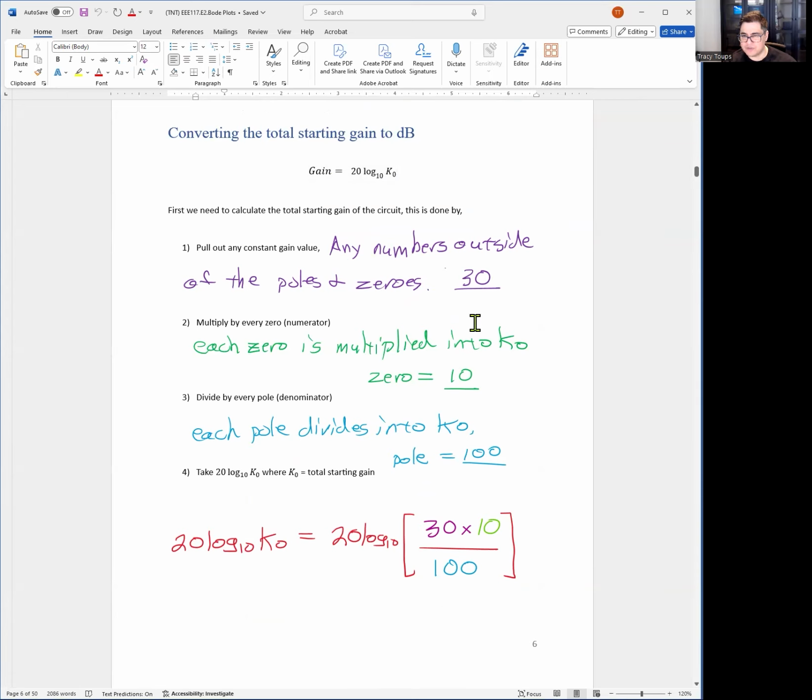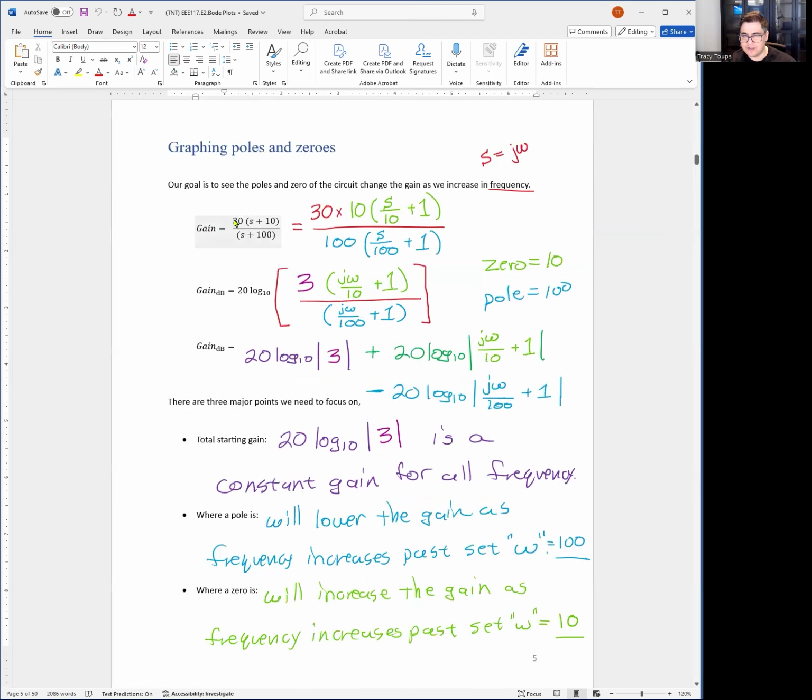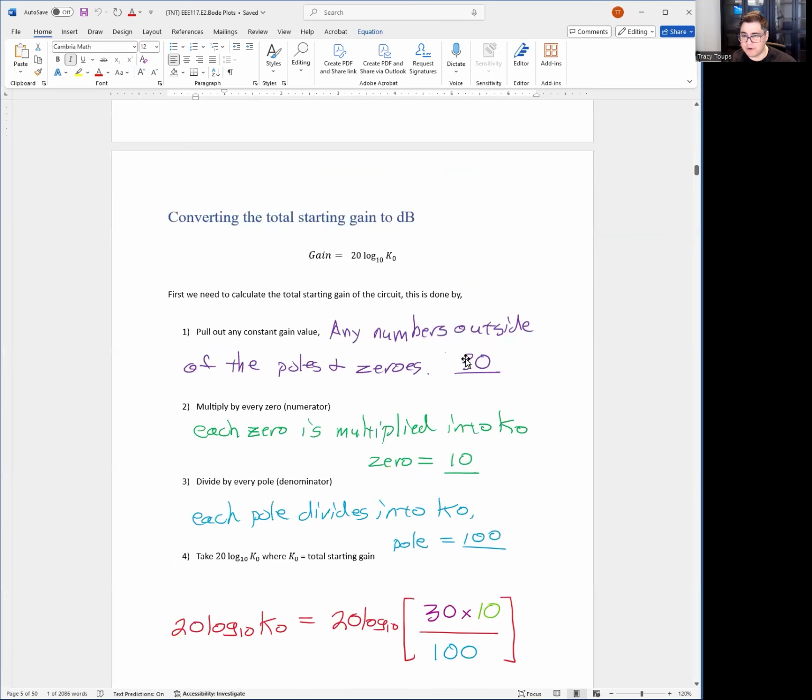So if you remember, our initial circuit up here has a 30. The 30 gets pulled out. That's the first part. Then every 0 in the numerator, multiply that into the 30. So all the numerators come out of the brackets and you smash them into the constant 30. So you have 30 times 10. Purple 30 is the constant in the function, the 10 is the 0 on top, and you want to divide by the denominator, 100, for the pole specifically.